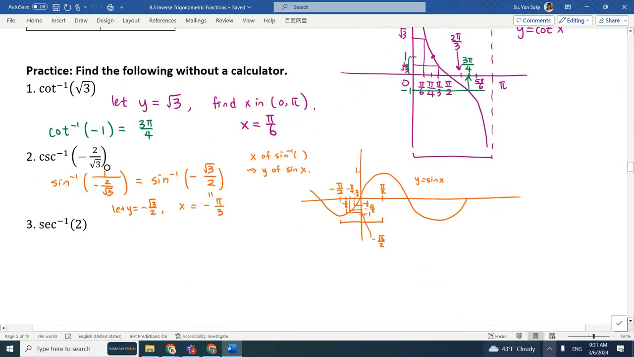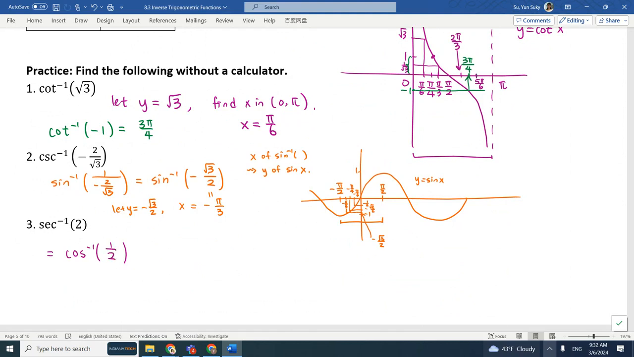So let's see. We have secant. So if we see secant, what do we do? Express everything in terms of what? Arcsine, arccosine, arctangent, arccotangent. If you have arcsecant, that is arccosine of 1/2. Now you only need to draw the graph of cosine.